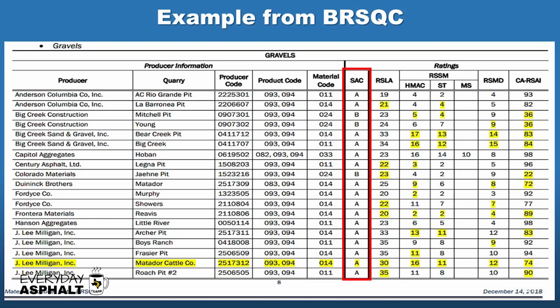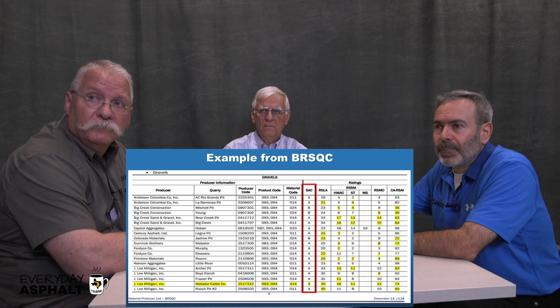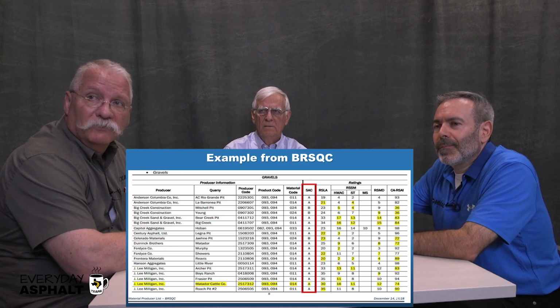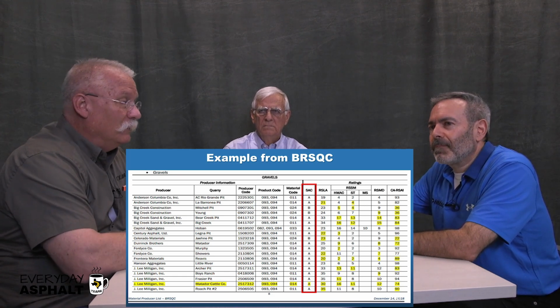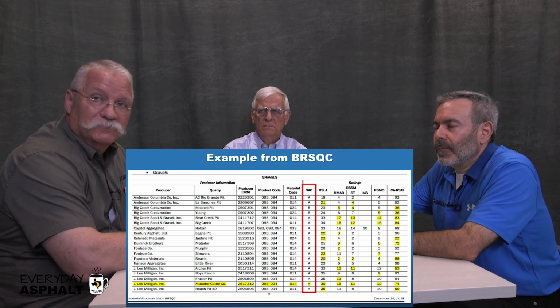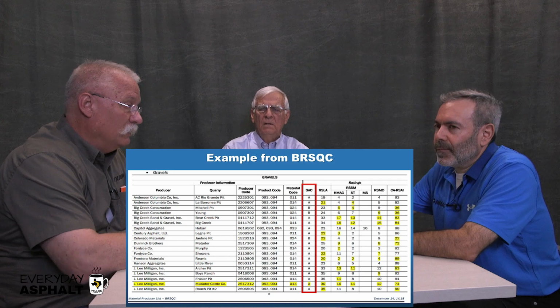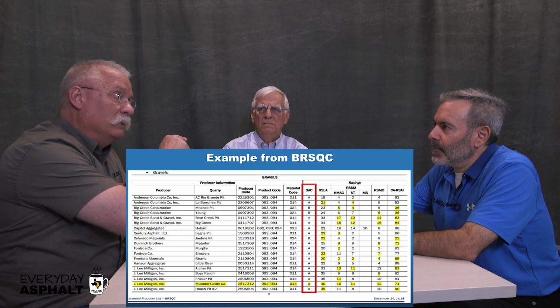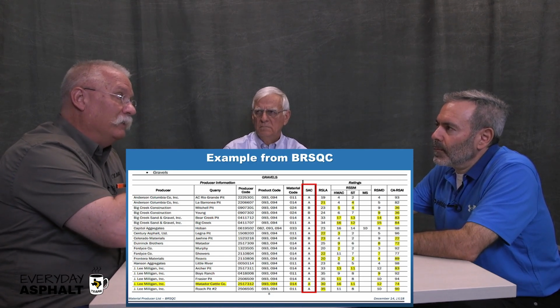Yep, got it. And here's an example. As you can see, it lists the producer and the quarry, and we have the SAC highlighted there in a red box. So the SAC is listed for each source. That's the piece I'm looking for. The rest of the stuff we're not really going to get into today. That could be a whole other discussion. But that's where I need to know, based on that value that I'm going to put in my 2088.